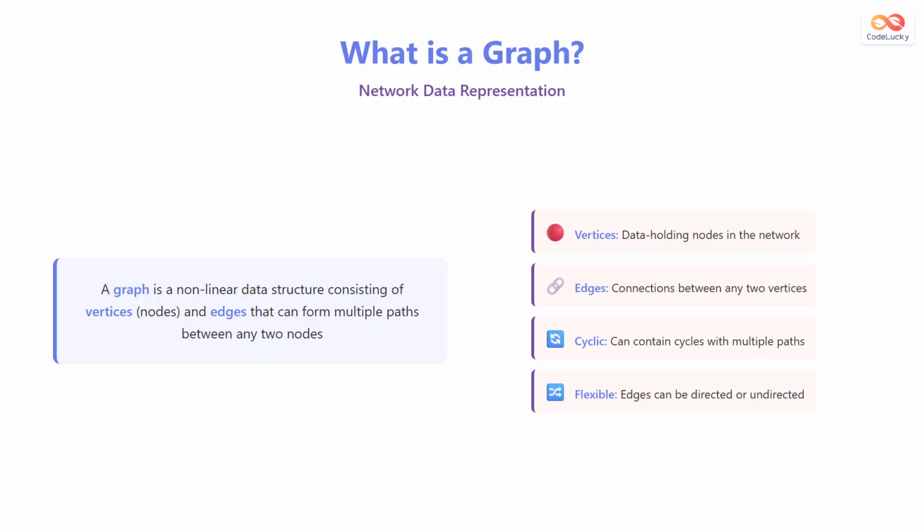A graph is a nonlinear data structure consisting of vertices, also called nodes, and edges that can form multiple paths between any two vertices. Unlike trees, graphs are much more flexible. Vertices are the data-holding nodes in the network. Edges are connections between any two vertices. Graphs can be cyclic, meaning they can contain loops and cycles. Most importantly, graphs can have multiple paths between vertices, which makes them ideal for representing complex networks and relationships.